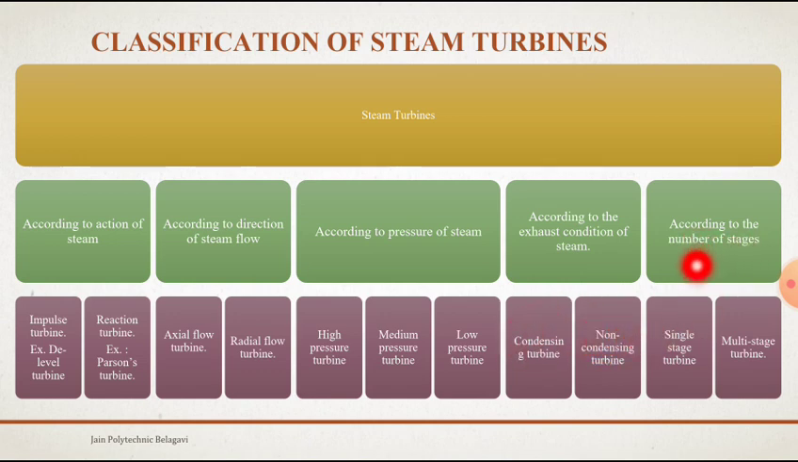And then according to the number of stages, whether it is a single stage turbine or multi-stage turbine. In that animation, in the second slide we have seen, you can see there are a number of different turbines. Those we call multi-stage turbines. In a single stage turbine, only one single turbine will be there. In multi-stage there will be various turbines arranged in series. So these are the types of turbines, or you can say classification of steam turbines.